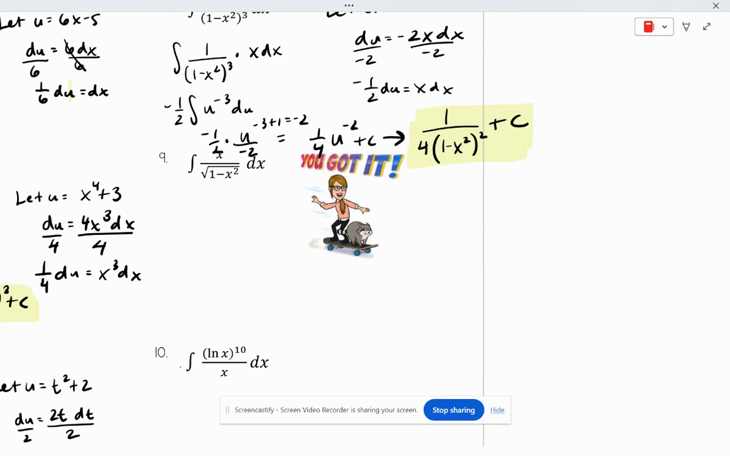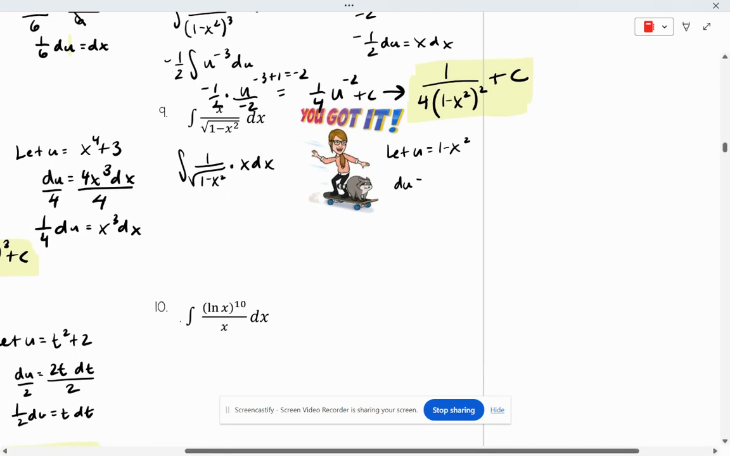Ooh, Joanna's working ahead. Joanna, what's my u for the next one? Number 9. Same idea, right? Let's split it up first in case it's not clear to anyone. What's our u? Good job. So du is going to be negative 2x dx. Is this the same as the one above? No, they're different.